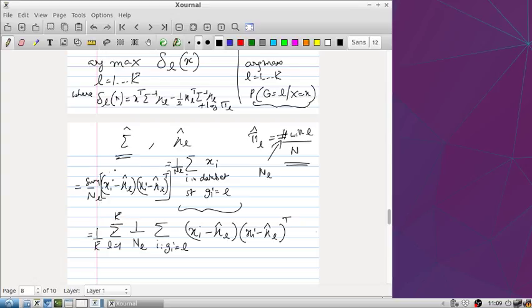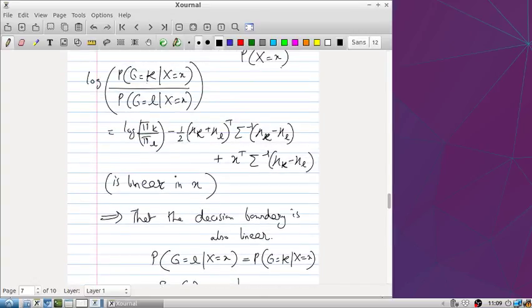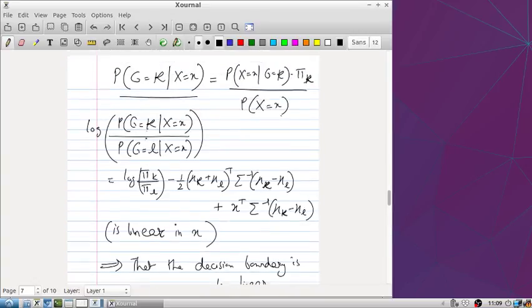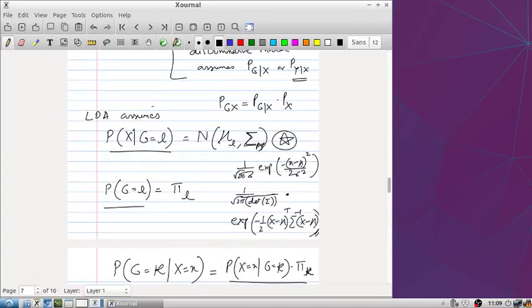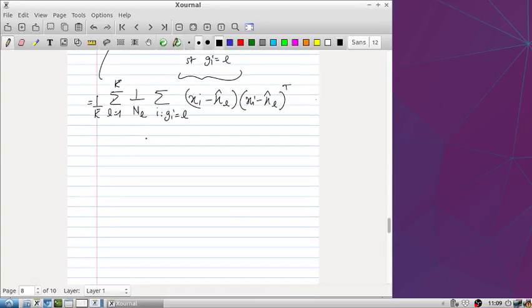Actually, let me just scratch it. That's it. Once you get these three estimates, you have this discriminant function. Just do the argmax, and you're done with LDA. And LDA has these properties that it's linear in X. Log probability ratios are linear in X, and the decision boundary is linear. Okay? And it's making an assumption that the conditional probability of X given class is normally distributed.